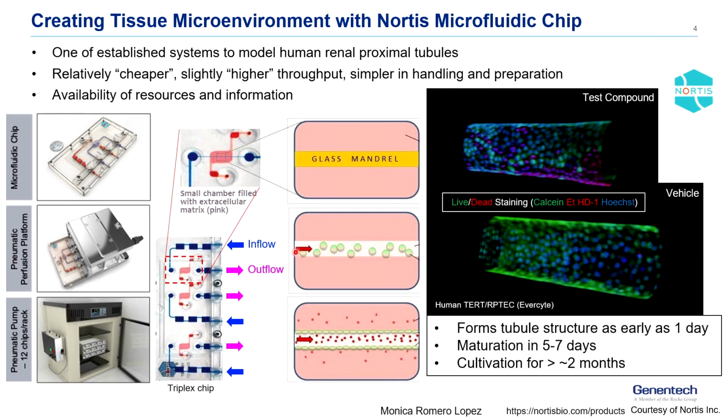Two days ago, the advocacy group from the University of Washington already nicely walked us through this system. We employed the Nortis chip, exactly the same one we use. Briefly, we have the media flow in the chip, and in this pink part we can see the cells forming the tubular structure. These are examples of confocal imaging with and without drug, nicely capturing the morphology of these tubules.